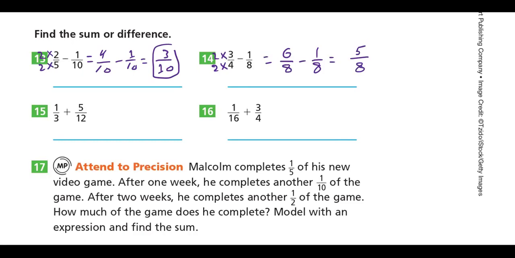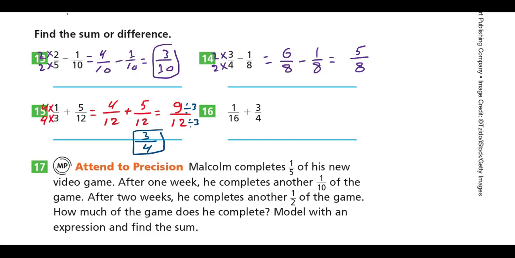1 over 3 and 5 over 12. If we need to add them, we have to make the same denominator, multiply 3 by 4, up and down. So now it's 4 over 12 plus 5 over 12. The same denominator, 4 plus 5 is 9. If we need to make it simple, we have to divide by 3, up and down. 9 divided by 3 is 3. 12 divided by 3 is 4.